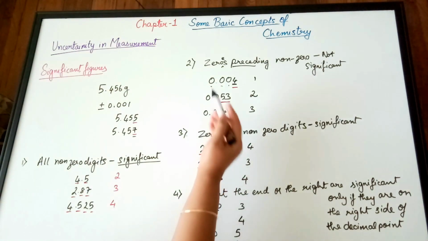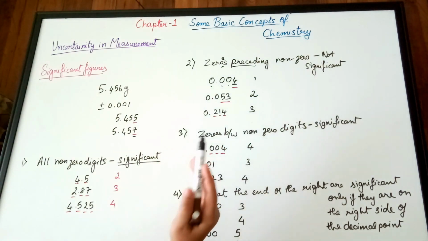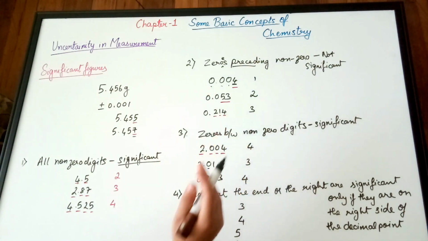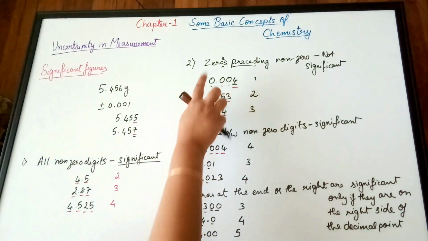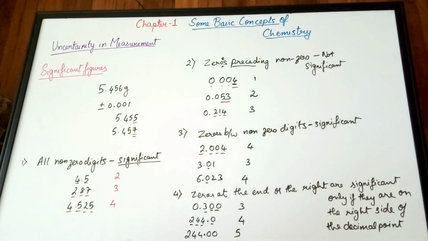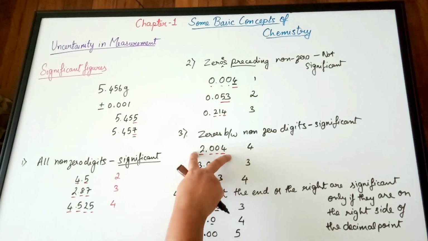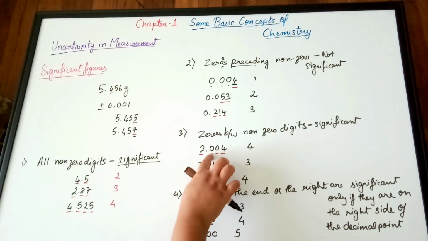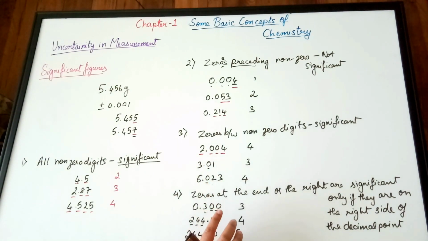So if 0 is before the first non-zero digit, then it is not significant. So these zeros are not going to be significant. If they are in between 2 non-zero digits, then the 0 is considered significant. And if the 0 is on the right side, after the decimal point, not before, it is significant.